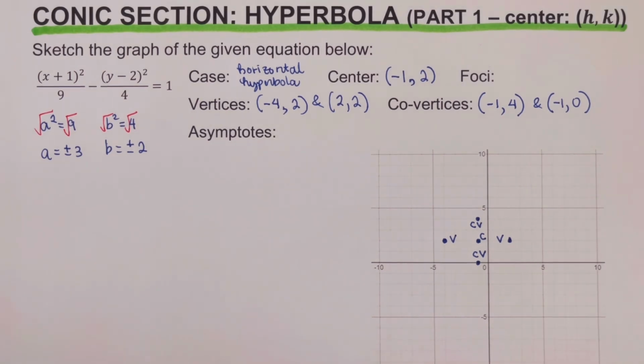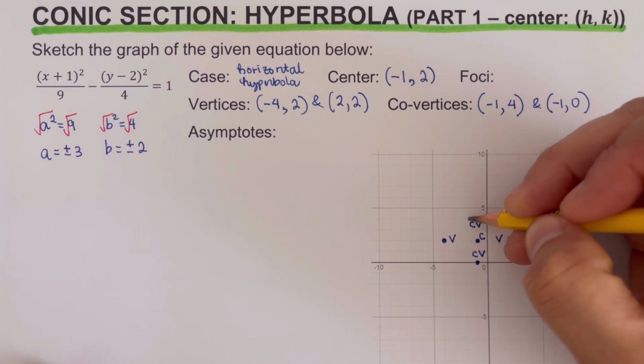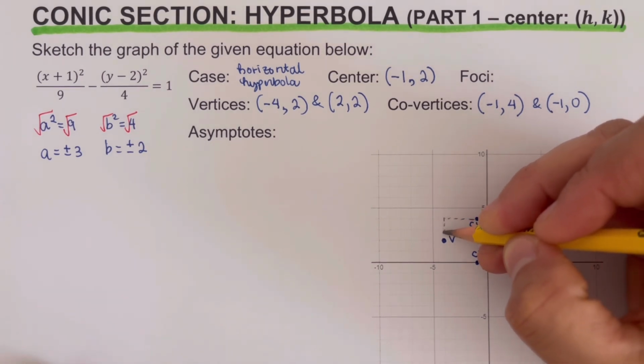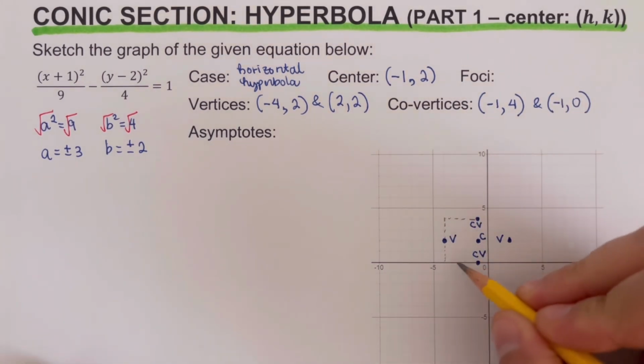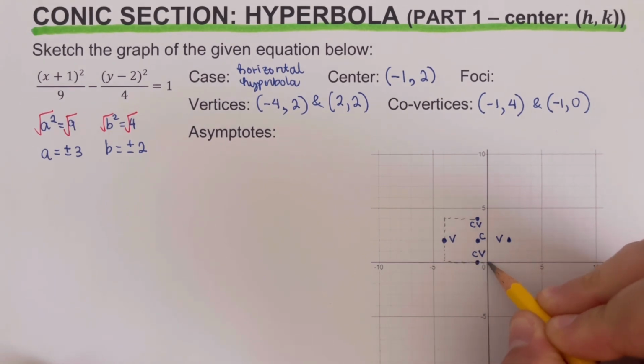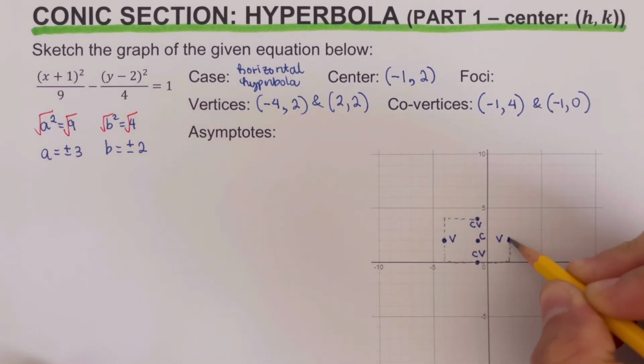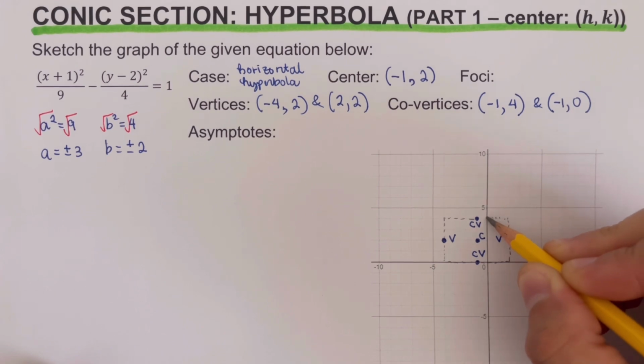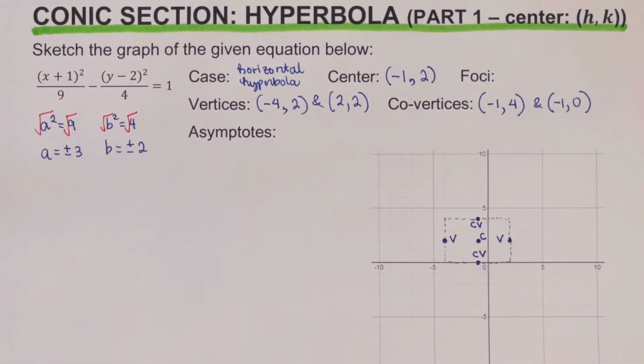Okay, the next step that we are going to do is to create the rectangle using these coordinates or points that we have here. So this is how the rectangle is going to look. Now this rectangle will give us a guide on how to sketch the graph of the hyperbola. This will make our life way easier in graphing the hyperbola.